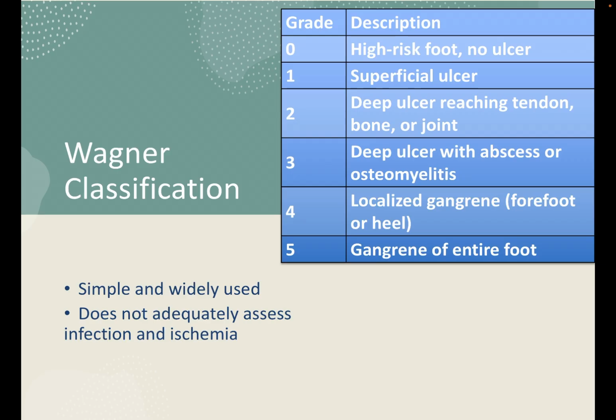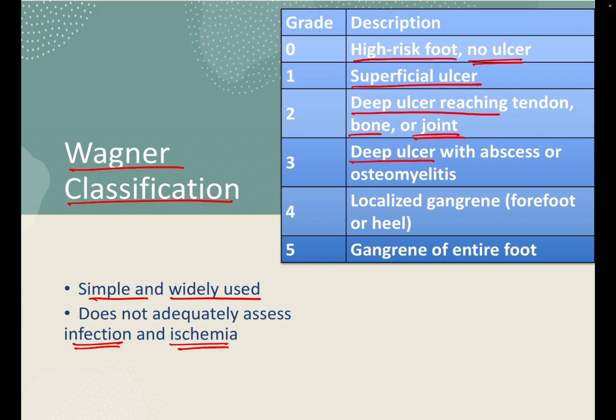The classification of diabetic foot. Wagner classification. It is very simple and widely used. Grade 0 is high risk foot with no ulcer. Grade 1 is superficial ulcer. Grade 2 is deep ulcer reaching tendon, bone, or joint. Grade 3 is deep ulcer with abscess or osteomyelitis. Grade 4 is localized gangrene, forefoot or heel, and grade 5 is gangrene of the entire foot.